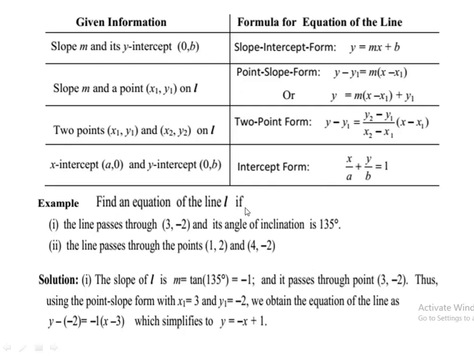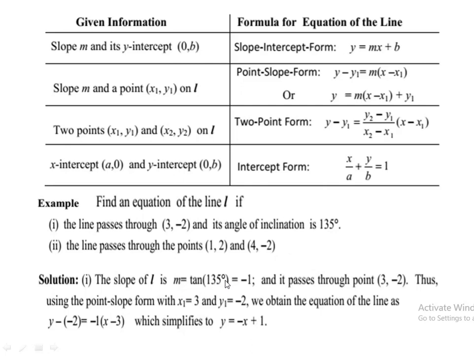Find an equation of a line L if 1. The line passes through (3, -2) and its angle of inclination is 135 degrees. Now here are the solutions. The slope of the line L is given by the angle of inclination of a line, that means tan of theta. Our theta here is 135 degrees. Therefore, from this we obtain the slope. Slope m is equal to tan of 135 degrees.